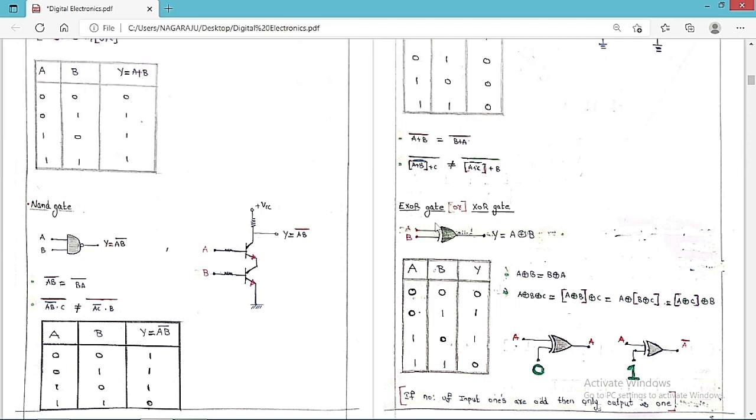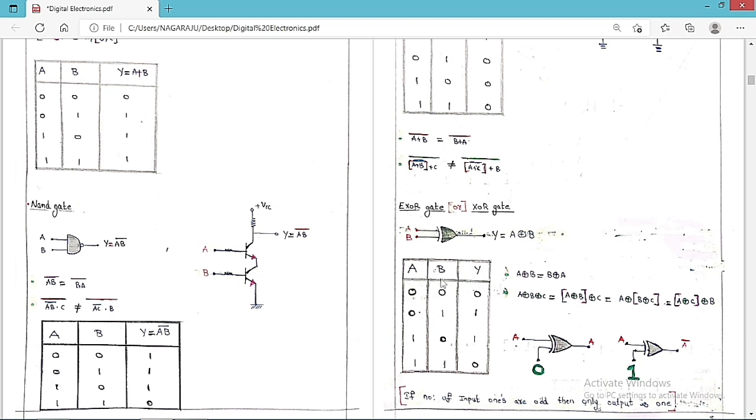So now we are going to discuss the XOR gate. This is a symbol for an XOR gate. You can see clearly this is the symbol of an XOR gate. Inputs are A and B, and output Y is equal to A XOR B. So basically here A, B and this is the Y.